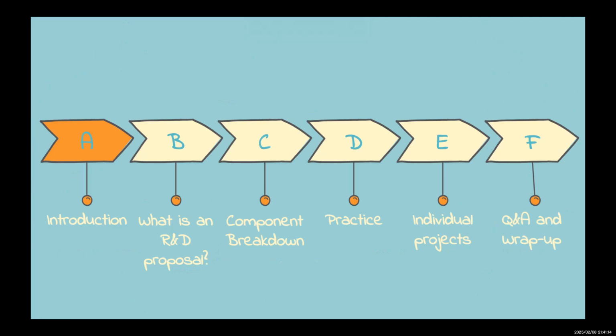Today's workshop will be mainly split into six parts. We'll start with introduction, and then we'll do a section that tells you what an R&D proposal is. And then next, we'll break down each component of an R&D proposal. That's going to be the majority of the workshop since it's the most important, as in how you're supposed to write your proposals. And then the fourth part will be the practice, where we'll look at some proposal examples. The fifth one is that we'll get started on our individual projects. And then lastly, we'll have a Q&A, and then we'll wrap up the workshop.